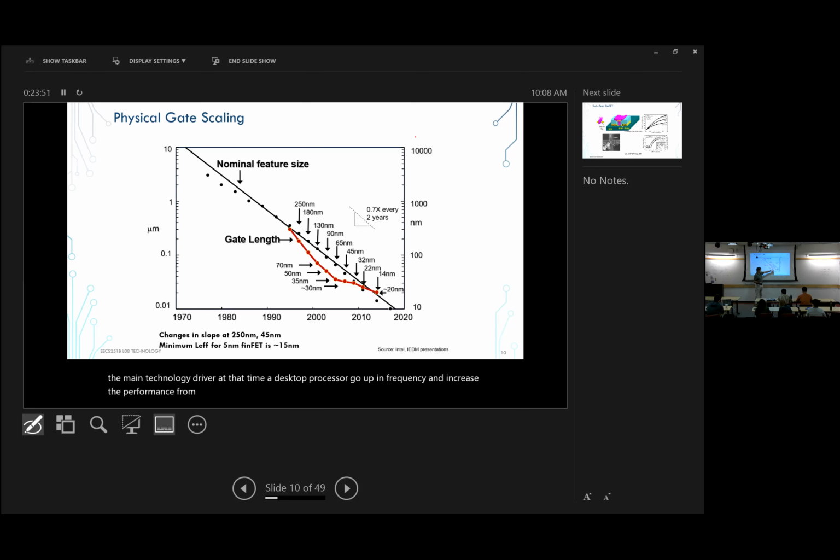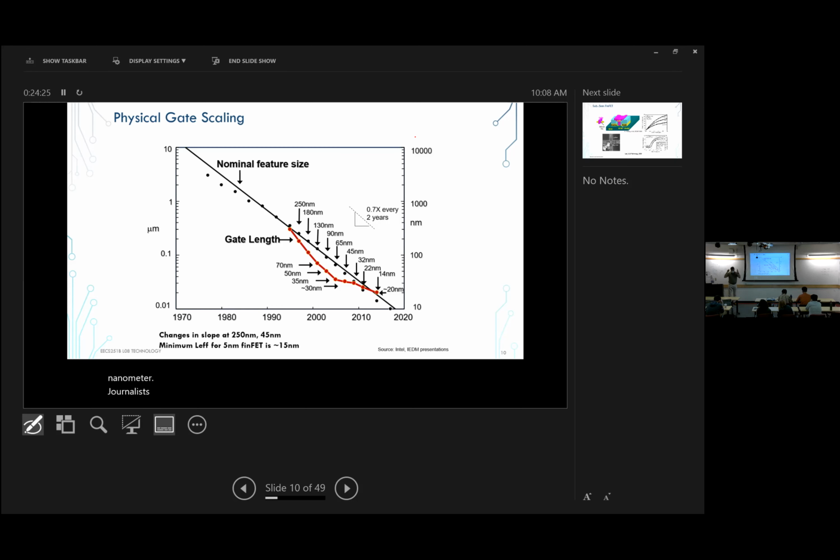That kept going down to 65, and then at 45 we had the problem of leakage. Drain to source leakage was a bigger problem than the gate leakage, so this practice had to stop. And the channel lengths have not really scaled since; they switched to a different slope. We don't have exact data now, but if you look at these N5 devices, they're about 15 nanometer channel lengths.